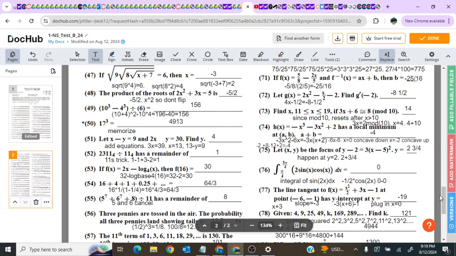51. Let x minus y is equal to 9. 2x, that should be a plus y, by the way. I'll write it out for you.